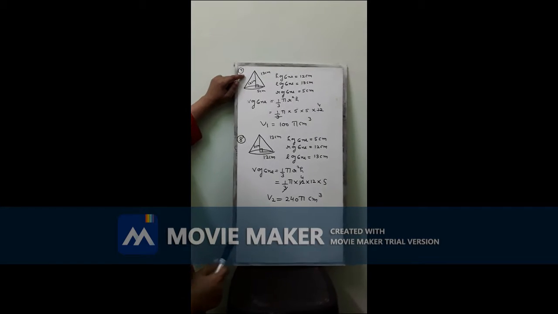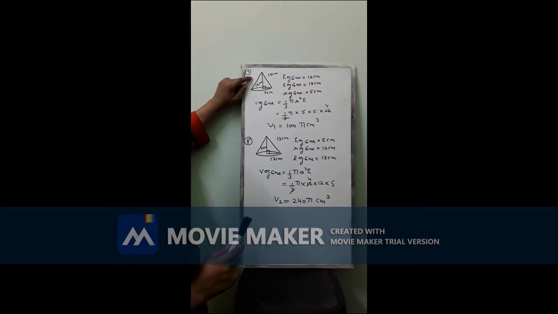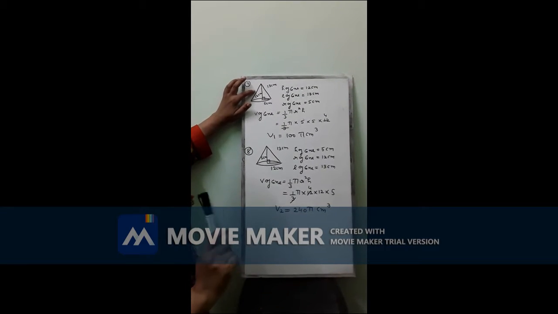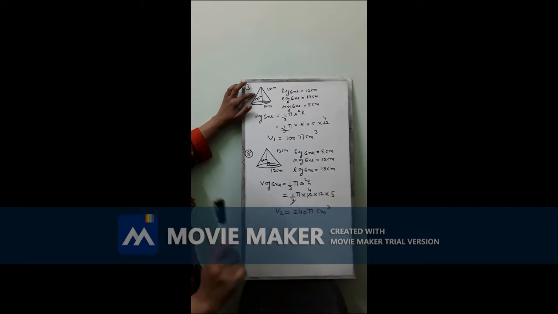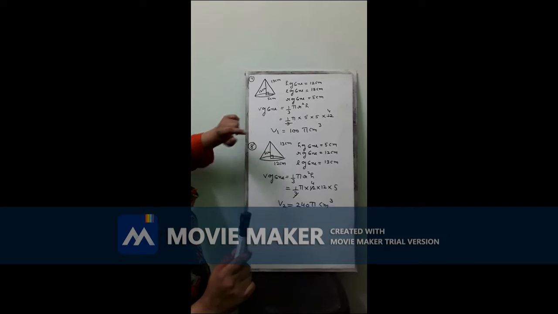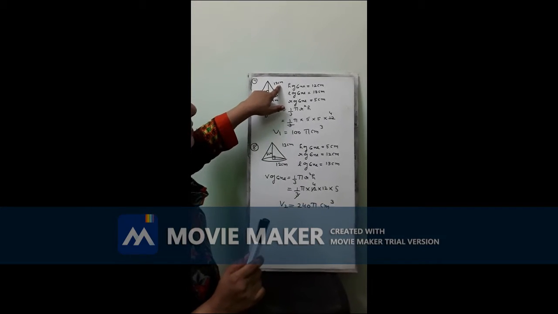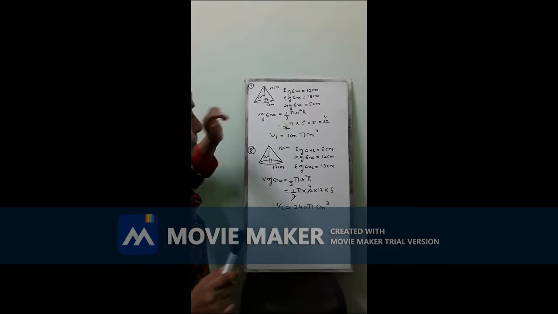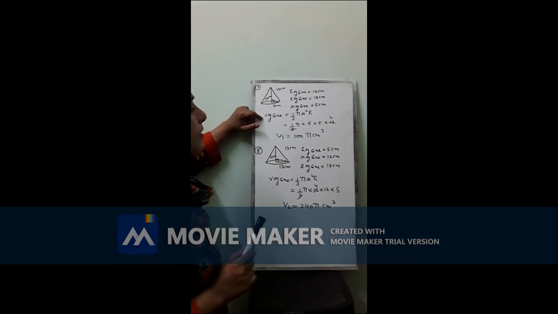Clear? Number 7. 9th standard, the statement is a cone is revolving about its side of 12 centimeter. Revolving means height is 12. Other two are 13 and 5. The greatest one will be the slant height and the smallest one will be the radius of the cone. Clear?